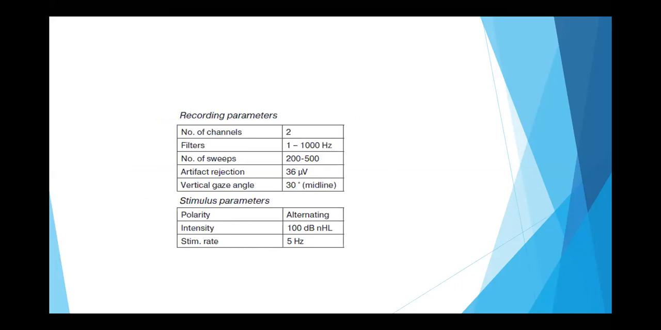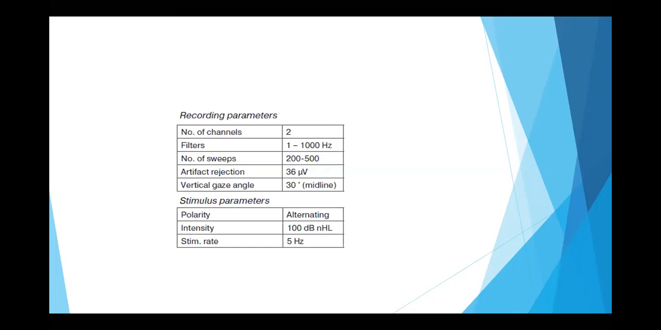However, compared to the CVEMP, the response amplitude is going to be reduced. So it is better that we have more sweeps than the CVEMP for OVEMP. So we have extended it to 500.